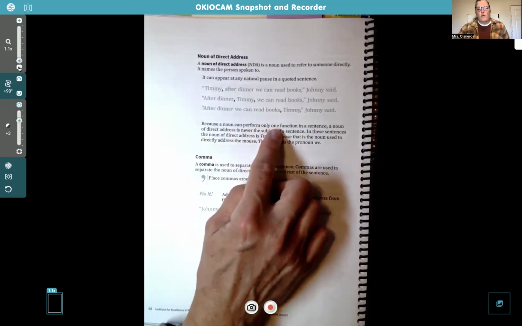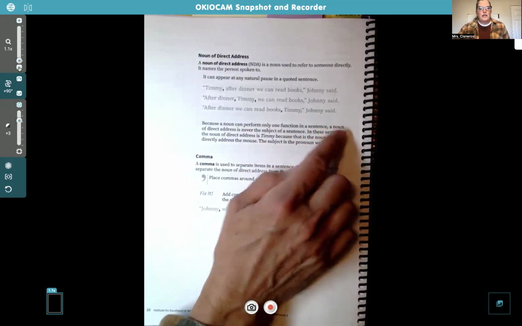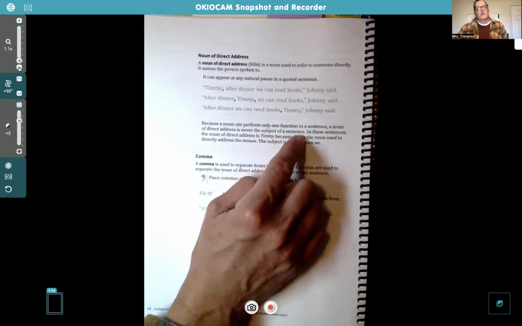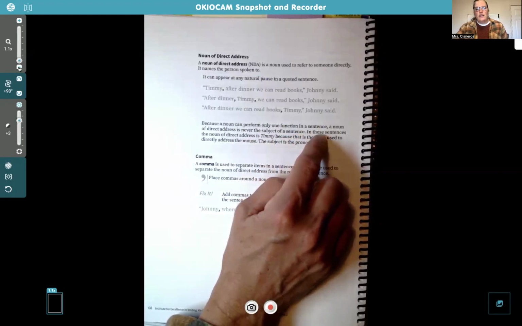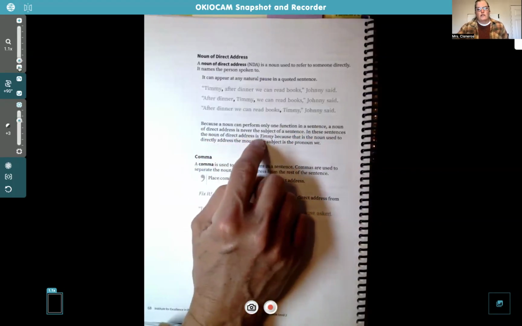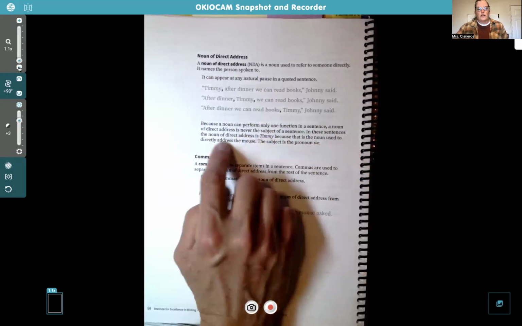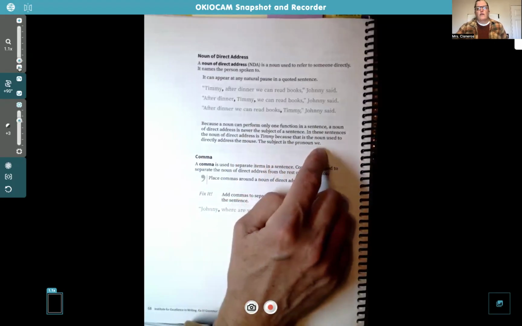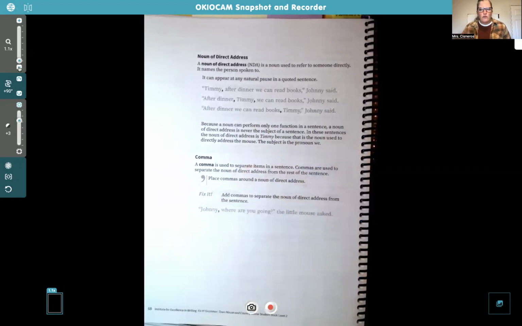Because a noun can perform only one function in a sentence, this is important for you to understand. A noun of direct address is never the subject of the sentence. I know that sounds weird, but that's true. In these sentences, the noun of direct address is Timmy. That's obvious because that is the noun used to directly address the mouse. The subject is the pronoun we. So remember, when we look for subjects, we're looking for the verb first, and then we ask who.